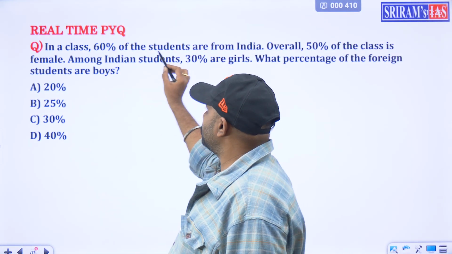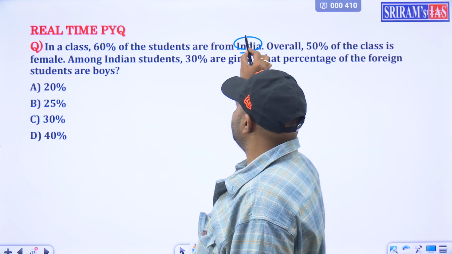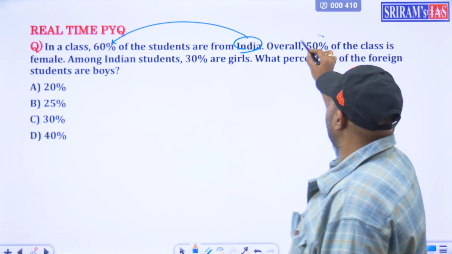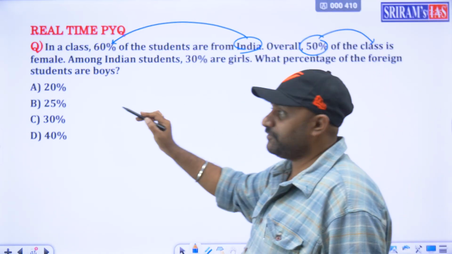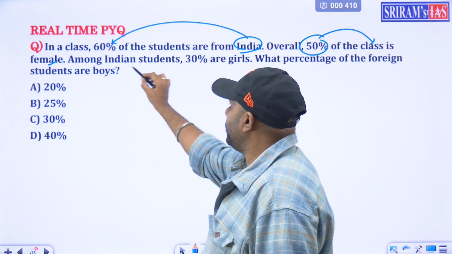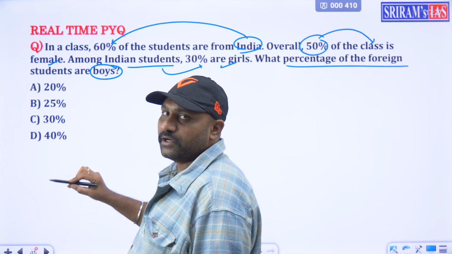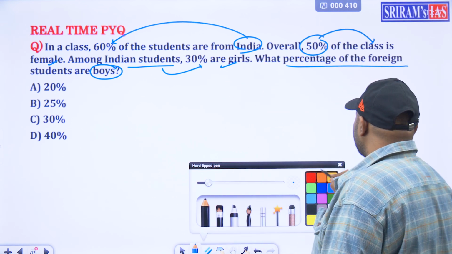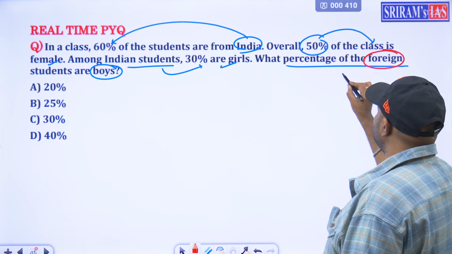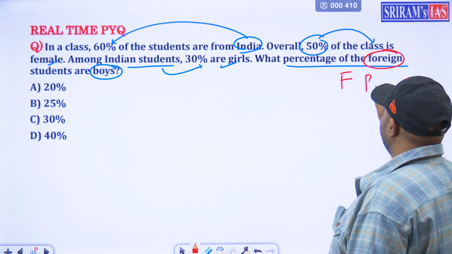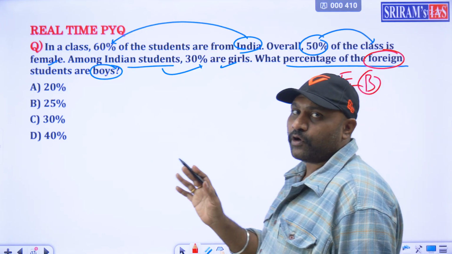In a class, 60% of the students are from India. Overall, 50% of the class is female. Among Indian students, 30% are girls. What percent of the foreign students are boys? So our target is foreign students who are boys. So we are looking for foreign students who are boys.